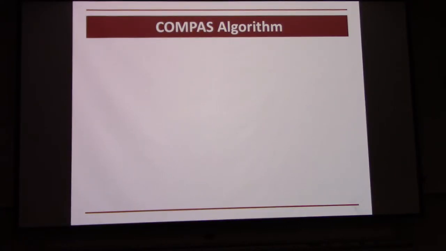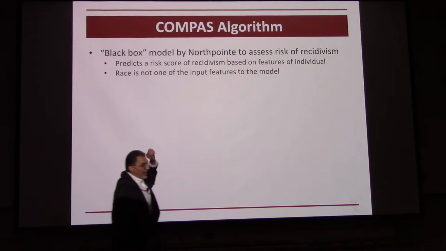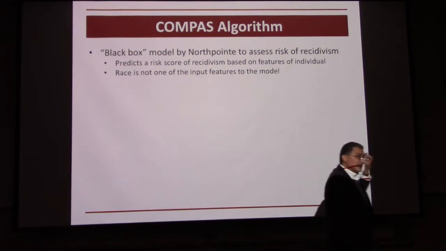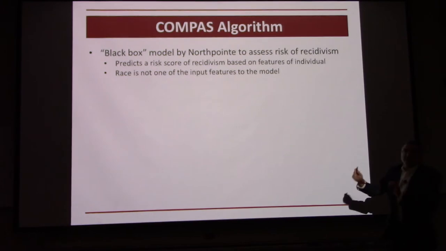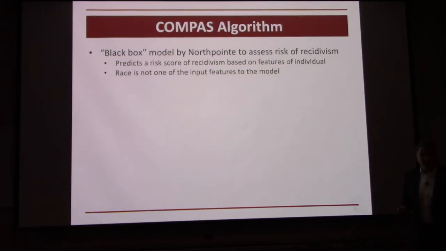Well, we'll come back. Let's consider a particular algorithm, and we'll actually look at how fairness comes up in this particular algorithm. Okay, so there's a particular algorithm called Compass. It's actually a modeling algorithm by North Point. It's a company that assesses risk of recidivism, the chance that someone will recommit a crime. And it's used basically to determine if someone should be granted bail or not.